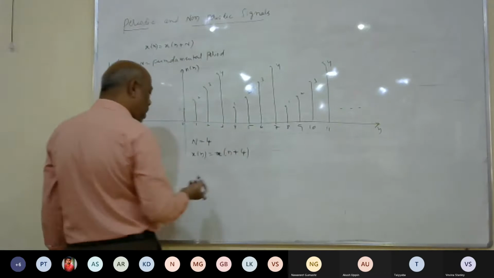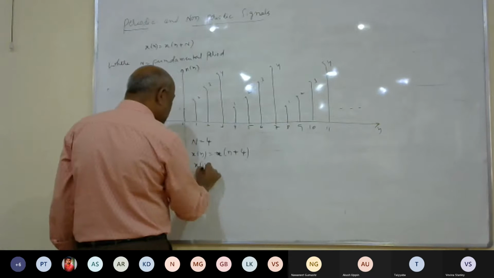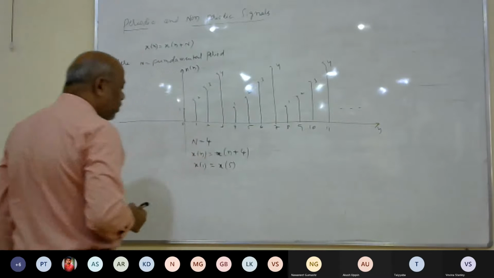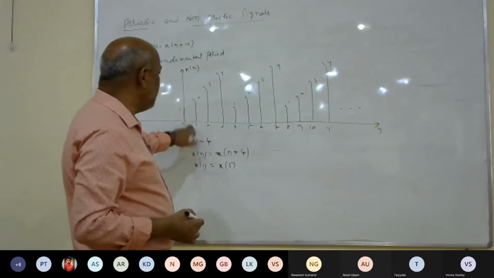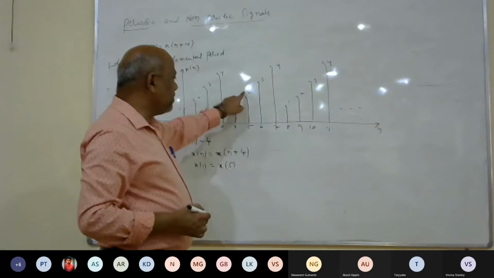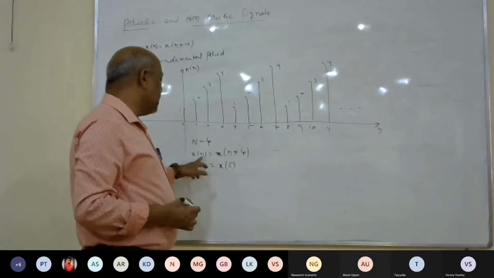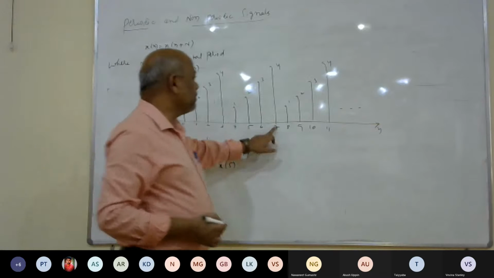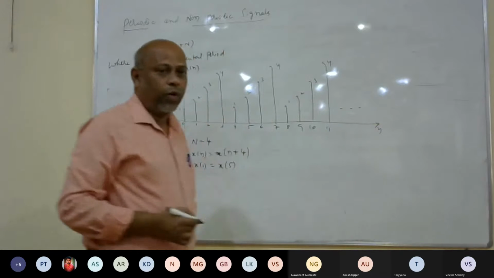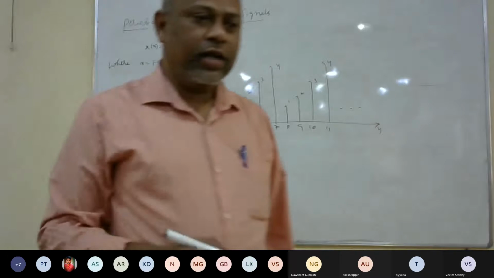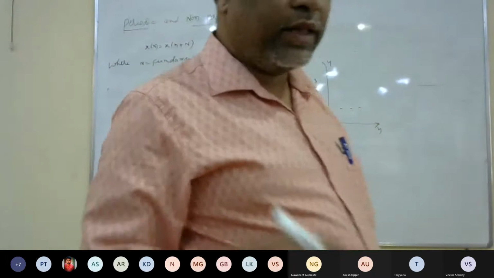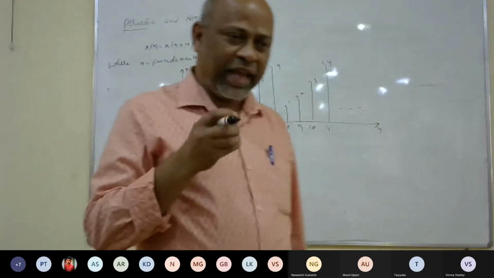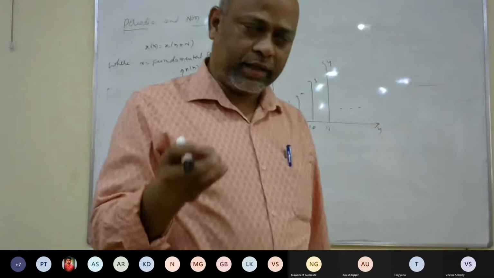And n is 1. What we have is x of 1 is equal to x of 1 plus 4, that is 5. The x of 1 value is 2. The x of 5 value is also 2. You can take x of 3. x of 3 is equal to x of 7. The x of 3 value is 4, the x of 7 value is also 4. That means you can say that this is a periodic signal. It satisfies the condition x of n is equal to x of n plus the fundamental period, capital N.